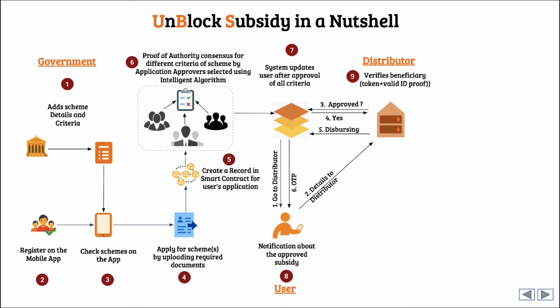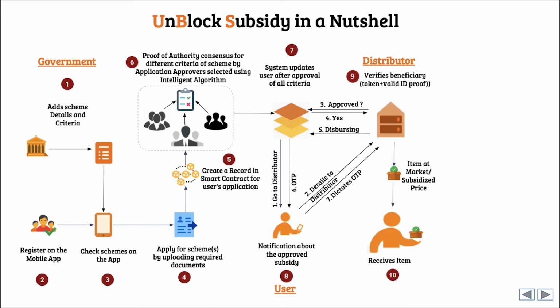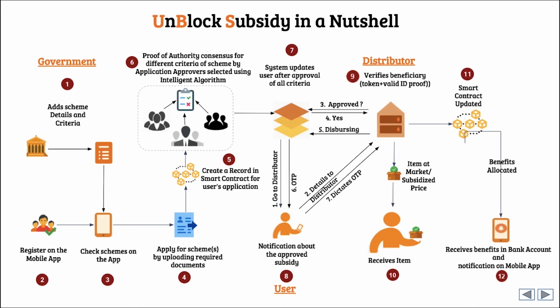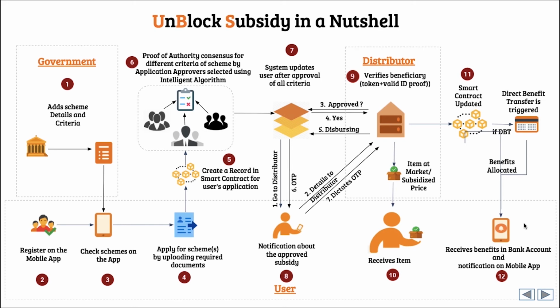This OTP is sort of a double check to ensure that this is the truthful beneficiary, and this OTP is to be dictated to the distributor. And once it is all done, the item is given to the user at a subsidized price. The user receives the item, and this is updated in the smart contract. Now suppose these are to be received in the bank account, so that is also done, and in case of direct benefit transfer, these are allocated in that same way. So this is our solution in a nutshell.